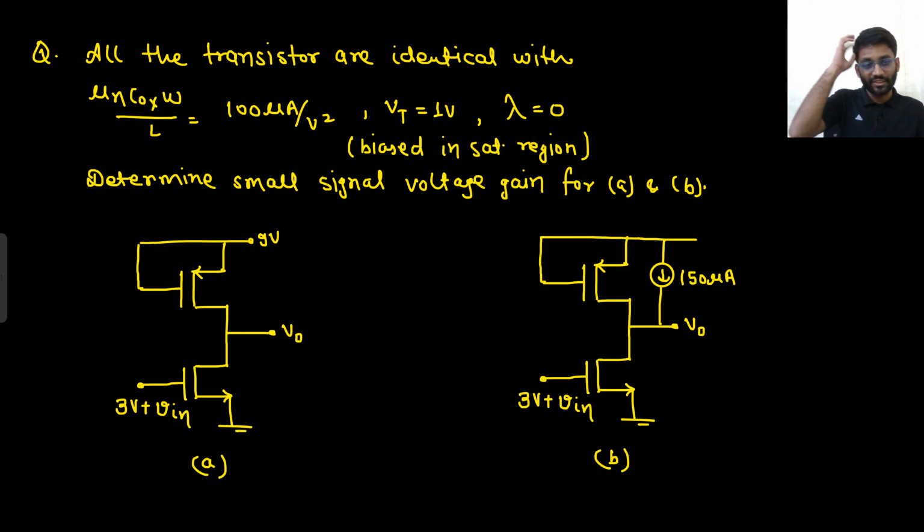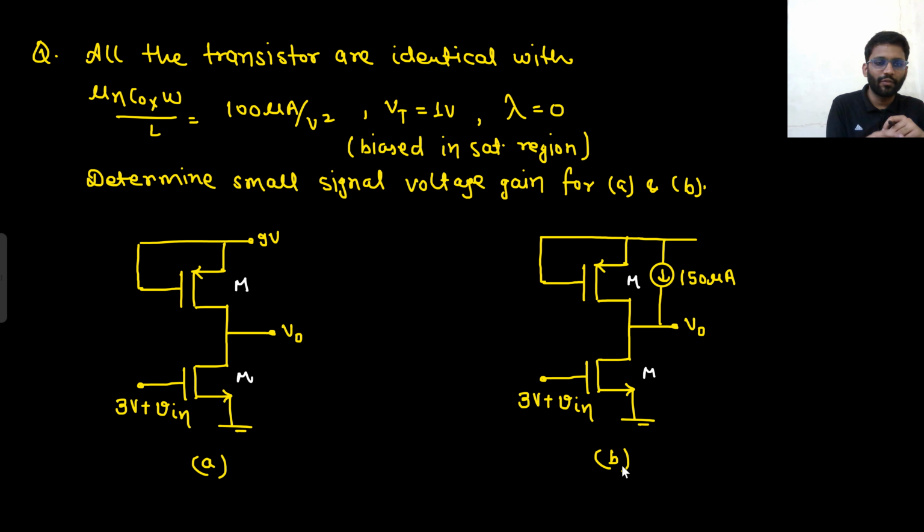So this is the next problem, which is very interesting. I need to see how many of you get the correct answer. Two circuits are given. For both of them, you need to determine the small signal voltage gain, and all the transistors are identical. This is M, this transistor is also M, and so on. Values are given, mu n COX, W by L, Vt and all those things. So try doing it on your own.